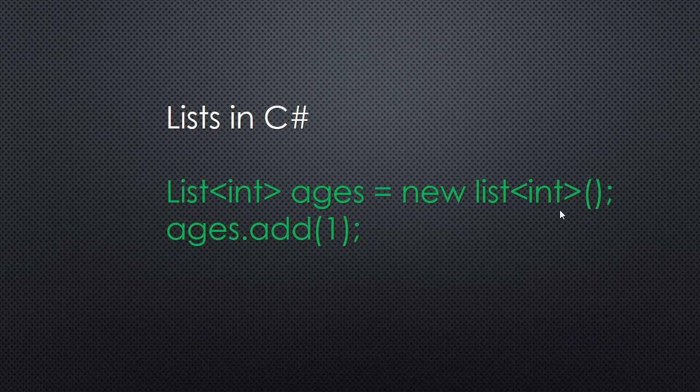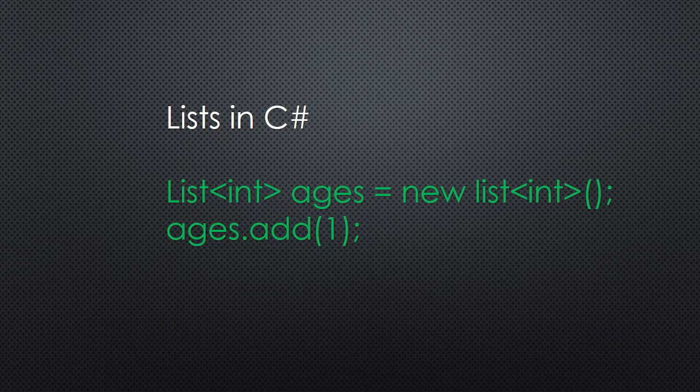Let's take an example. I need a list of integers to save the ages. I will say list, and inside these brackets I will mention the data type, which here is integer, and then give it a name, and assign an initial value for this list ages by saying equal new list of integer. This means I have created a list with no elements.